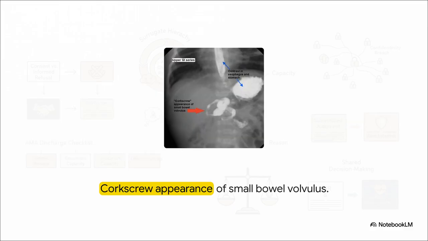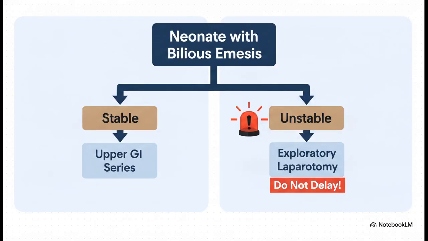Well, if the neonate is hemodynamically stable, the gold standard diagnostic test is an upper GI series. When you push the contrast, you're looking for that classic corkscrew appearance. That visualizes the twisted small bowel right there in the duodenum, confirming the midgut volvulus. But here's the absolute critical distinction you have to make for the exam. The management pathway depends entirely on the patient's hemodynamic status. Like we said, stable patient with a normal rectal exam, get the upper GI series.